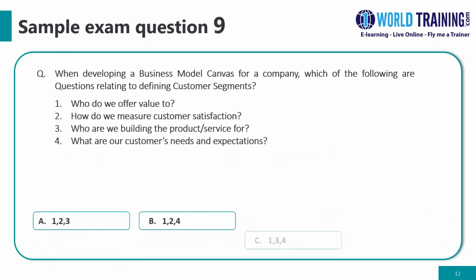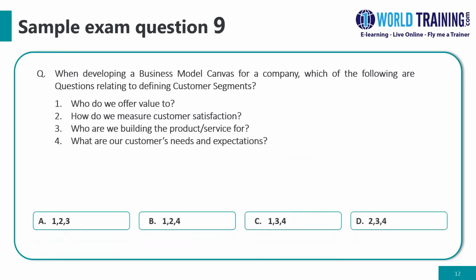Number nine, when developing a business model canvas for a company, which of the following are questions relating to defining customer segments? The answer is 1, 3, and 4. Who do we offer value to? That's a question that we ask as a part of the customer segment. Who are we building the product slash service for? And what are our customers' needs and expectations? So 1, 3, and 4 are the right options.